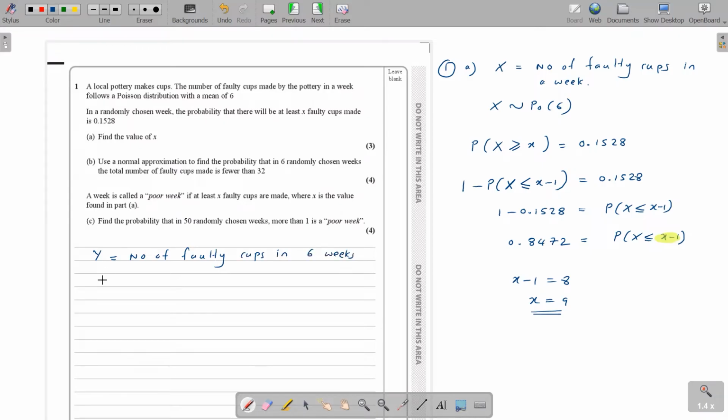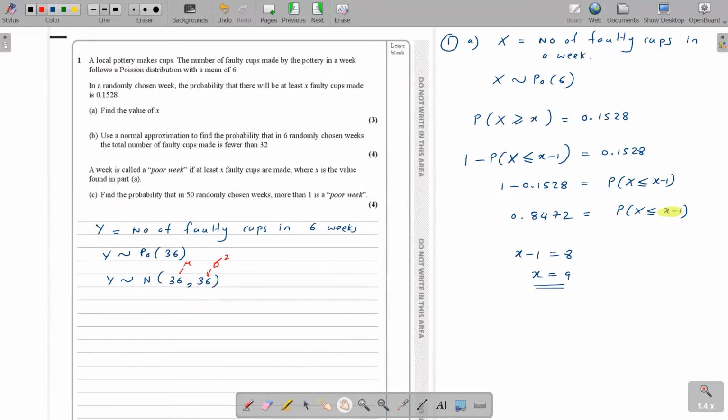So Y follows what? A Poisson distribution with mean what? For 1 week, the mean is 6. So for 6 weeks, it's 6 times 6, 36. And they have told you very clearly to use a normal approximation. So in the normal approximation, what happens? The Poisson becomes a normal distribution with mean what? Mean and variance are going to be equal to the lambda value, right? Mean is 36, variance is also 36. Remember, this is the sigma squared value. Right? Mean is 36 and sigma squared is 36.